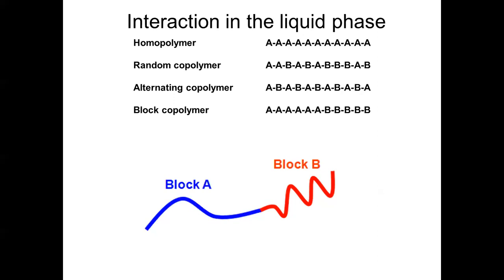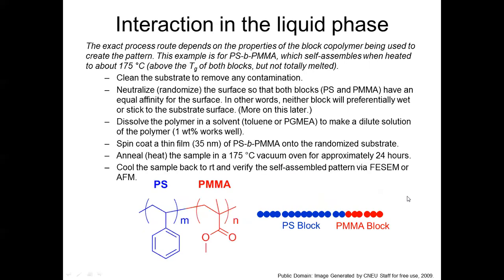That's shown in our example down below, where you have block A, and then there's a transition and there's block B. So this is one big macromolecule, and basically it's linked together, and one side is unique compared to the other side. So let's take a look at this interaction in the liquid phase.